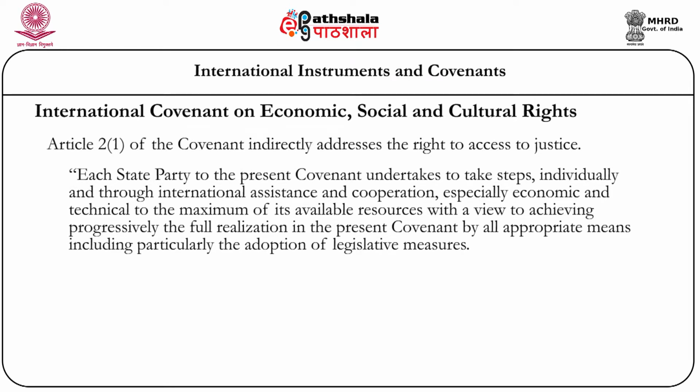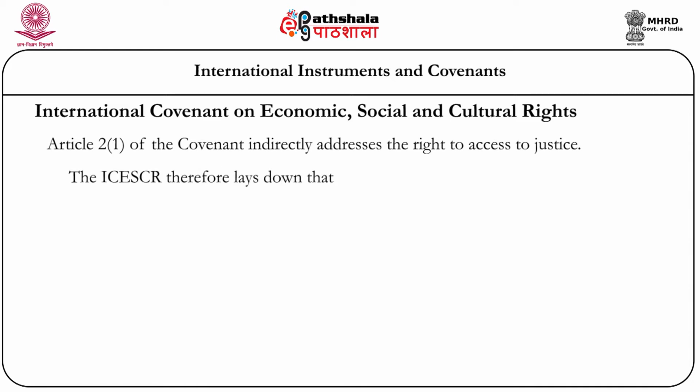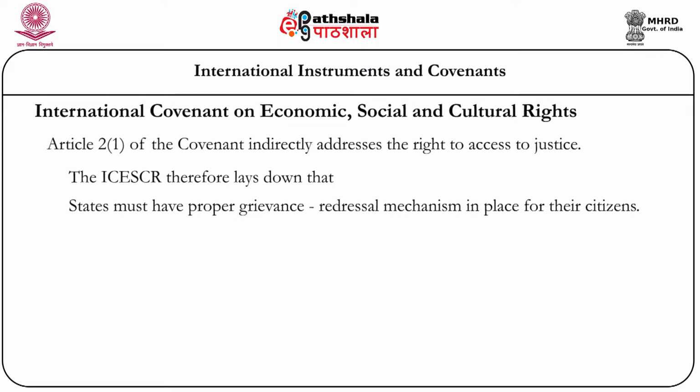It says each state party to the present covenant undertakes to take steps individually and through international assistance and cooperation, especially economic and technical, to the maximum of its available resources with a view to achieving progressively the full realization of the rights in the present covenant by all appropriate means, including particularly the adoption of legislative measures. The ICESCR thereby lays down that states must have a proper grievance redressal mechanism in place for their citizens.